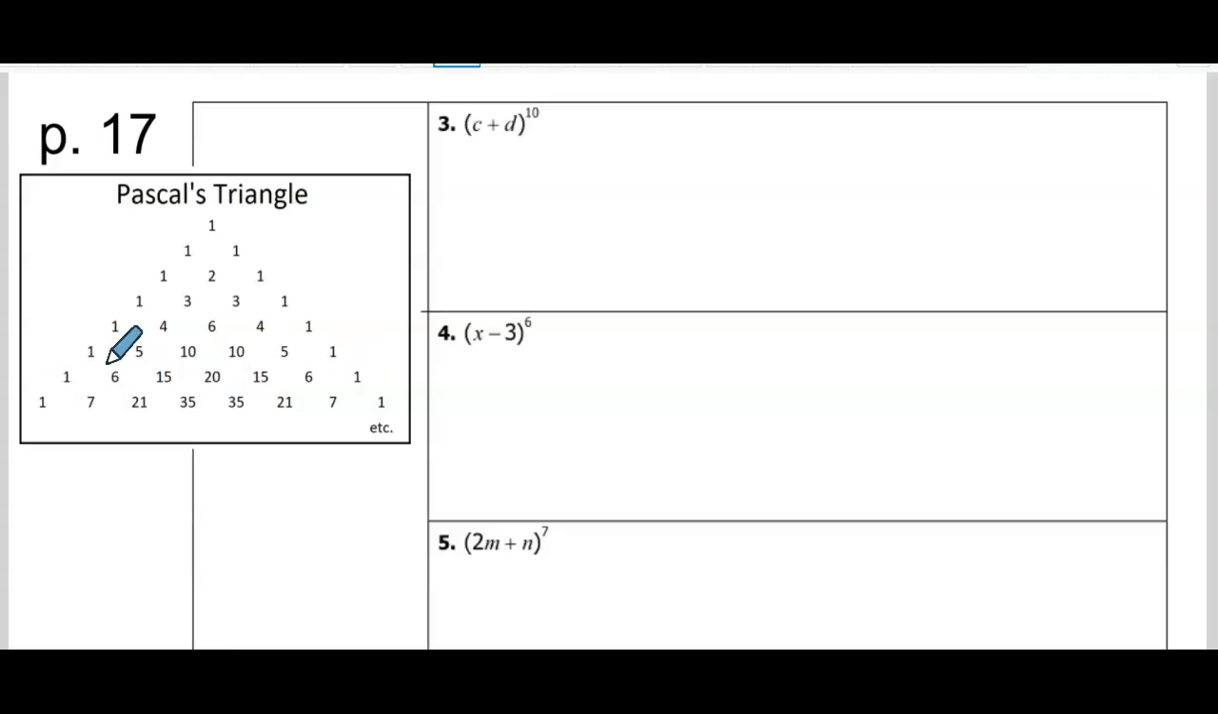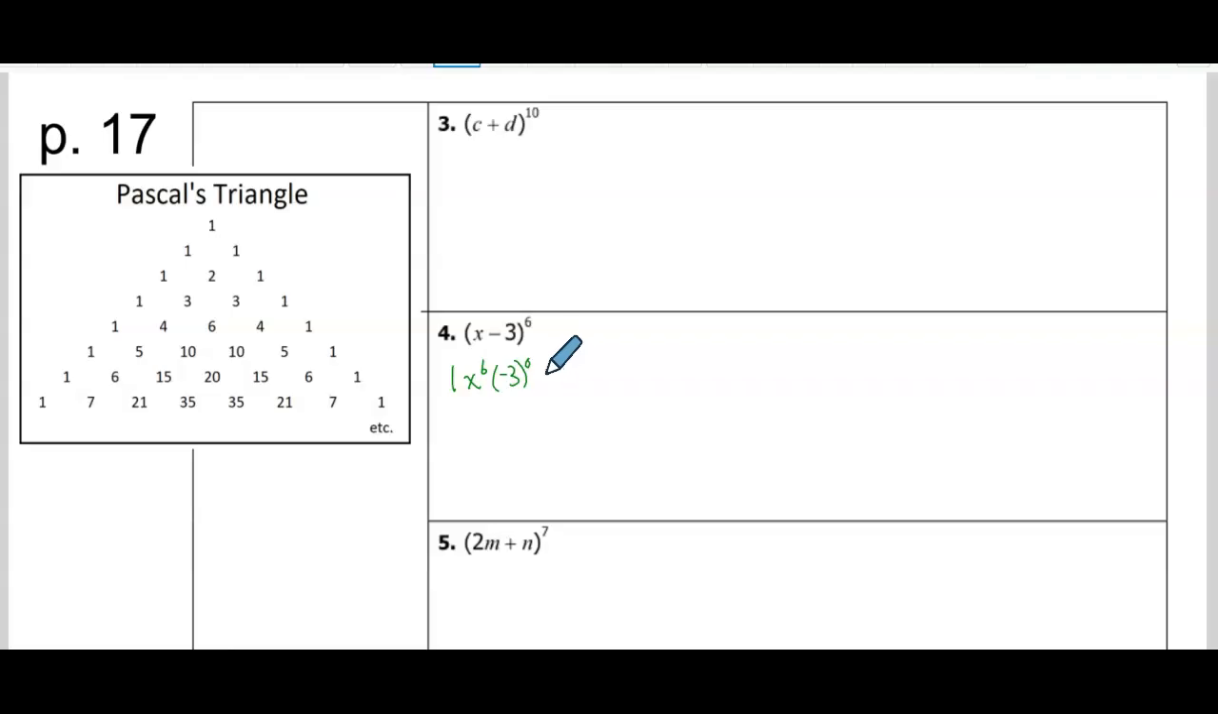So number 4 is using row 6 because it's a 6th power. So let's start off with a 1. We're going to do x to the 6th, and then the second term's not a variable this time, so we'll put -3 to the 0. So every time I write a term now, it's going to have an x and a -3.